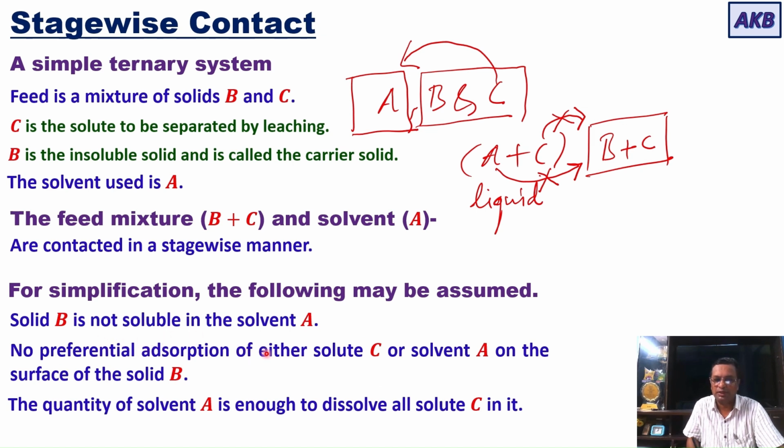Solid B is not soluble in the solvent A, there is no preferential adsorption of either solute C or solvent A on the surface of the solid B, and the third assumption is the quantity of solvent A is enough to dissolve all solute C in it.